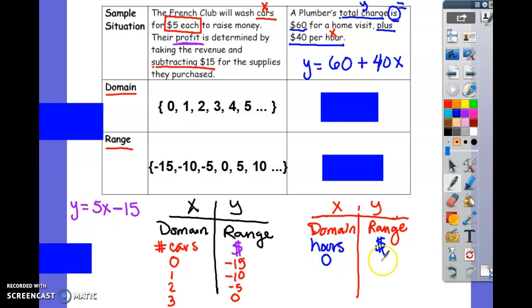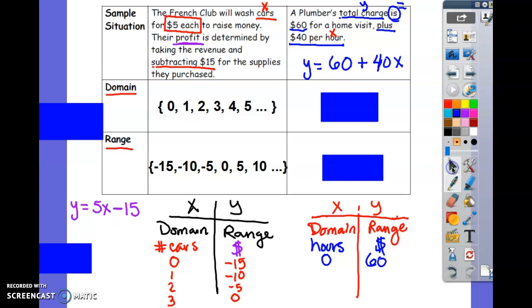And get paid how much? No. It's $60 for a home visit. So just to go see the house, he's already charging them $60. Right? He hasn't even started working, and he's already charging $60. So 0 hours, he still gets paid $60. Then he's going to say, okay, I want to work or I don't want to work. And then that's how he starts making more money.